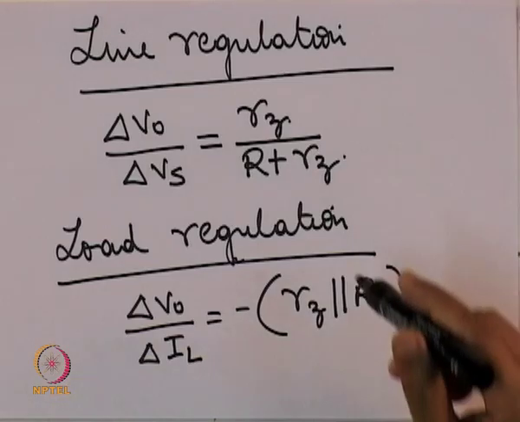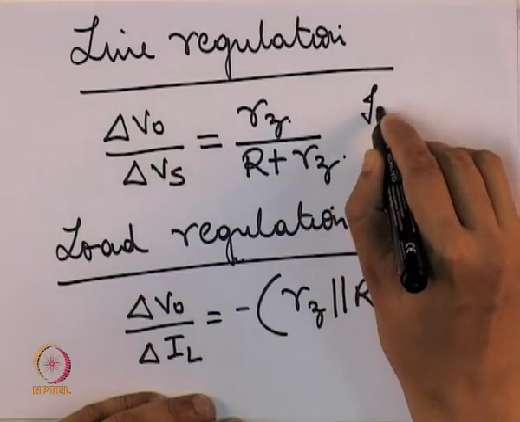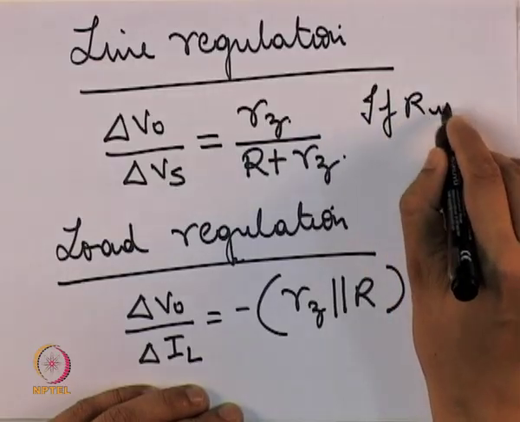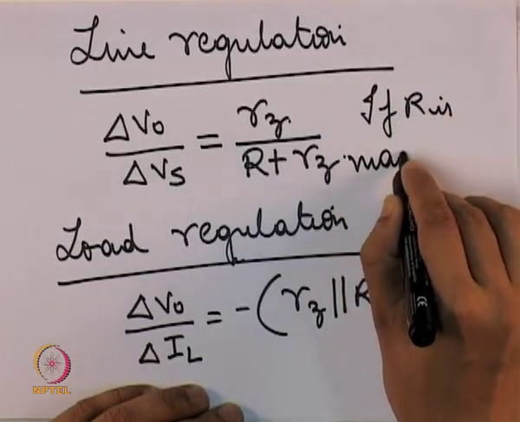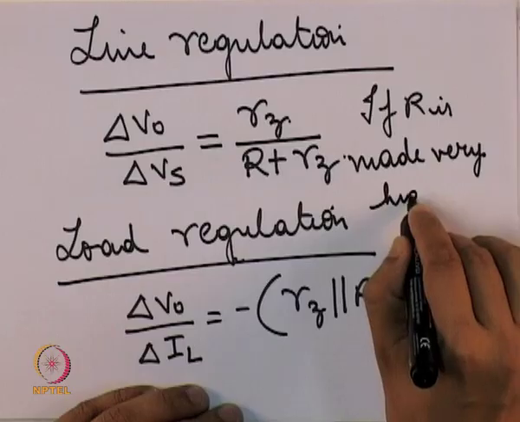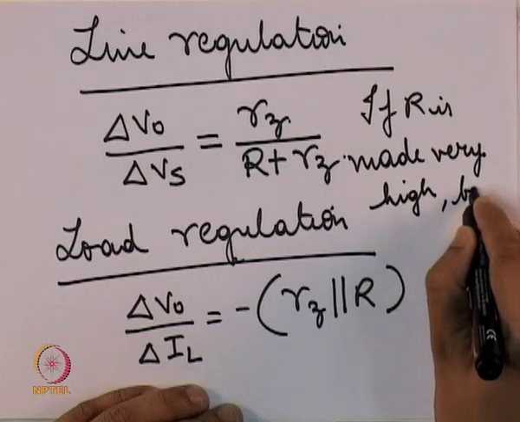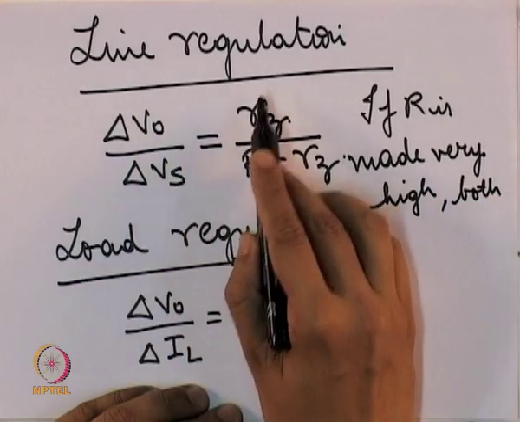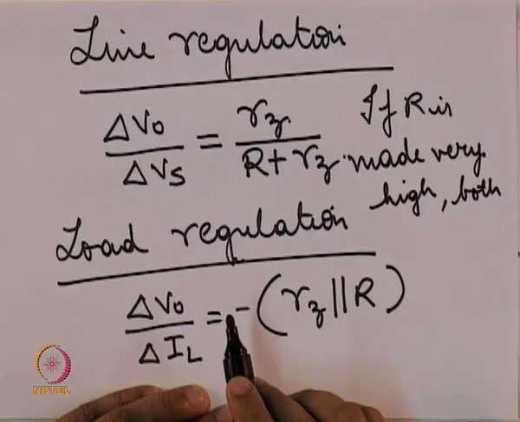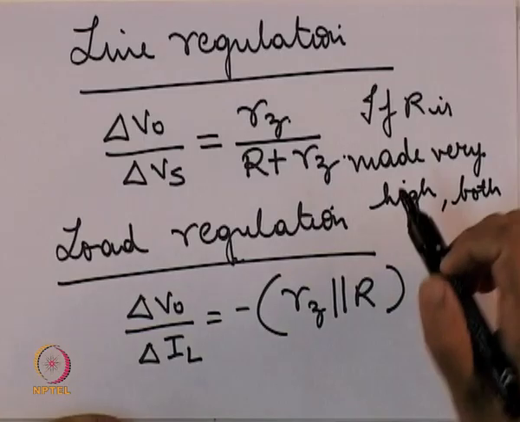Now, from both these equations we see that if R is made very high, both line regulation and load regulation become very low, isn't it?